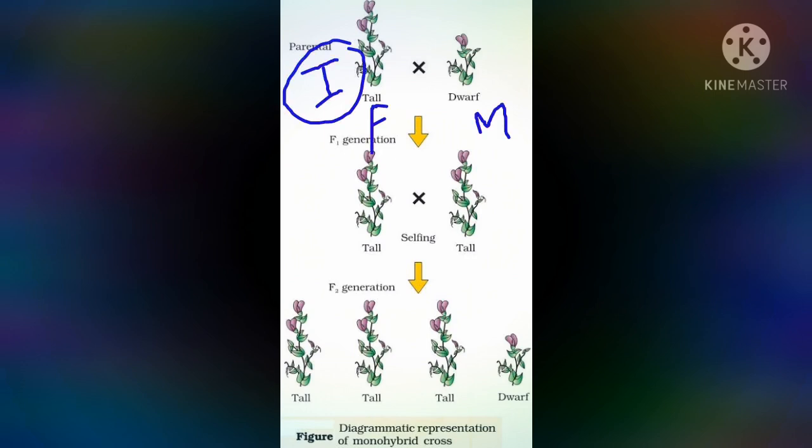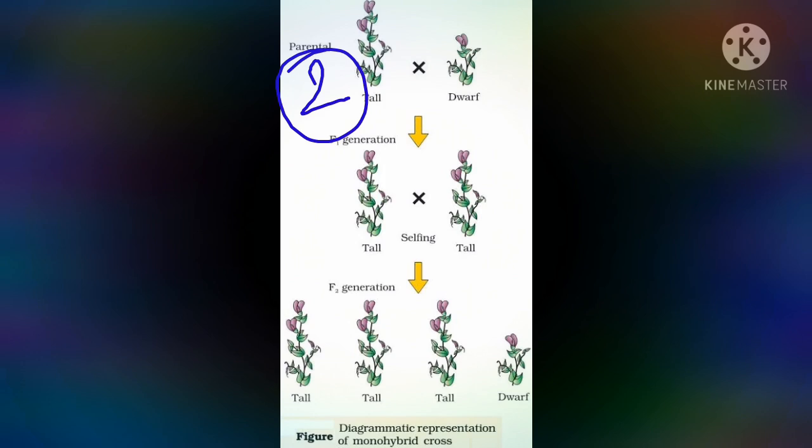Step 1: Mendel first selected a pure tall pea plant as a female parent, and a pure dwarf pea plant as a male parent. So the female is the tall plant, and the male is the dwarf one. Then he confirmed that they are true breeding by selfing them for 3 generations. This is the first step: a tall female and a dwarf male.